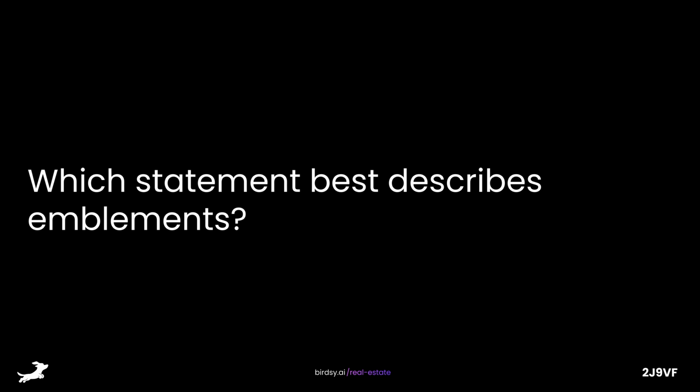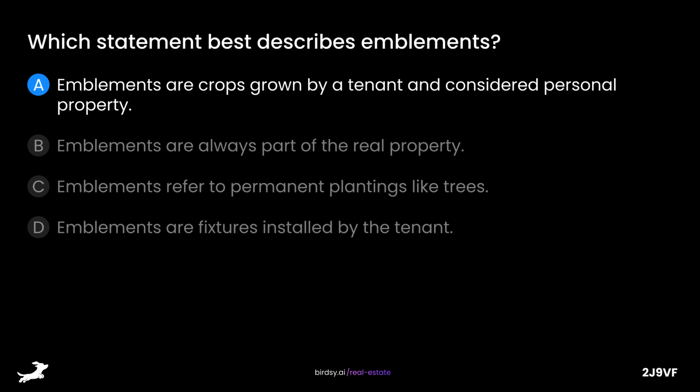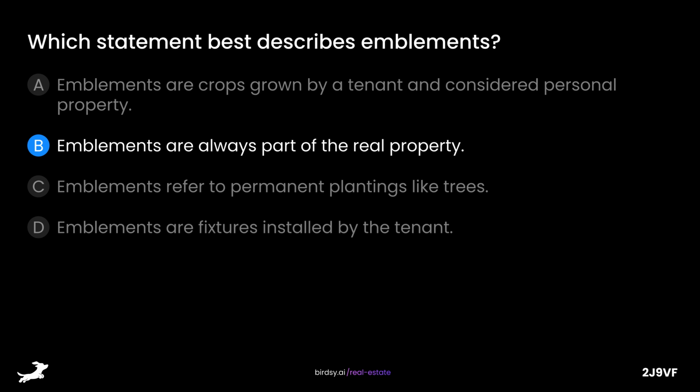Which statement best describes emblements? Is it A, emblements are crops grown by a tenant and considered personal property? B, emblements are always part of the real property? C, emblements refer to permanent plantings like trees? Or D, emblements are fixtures installed by the tenant?